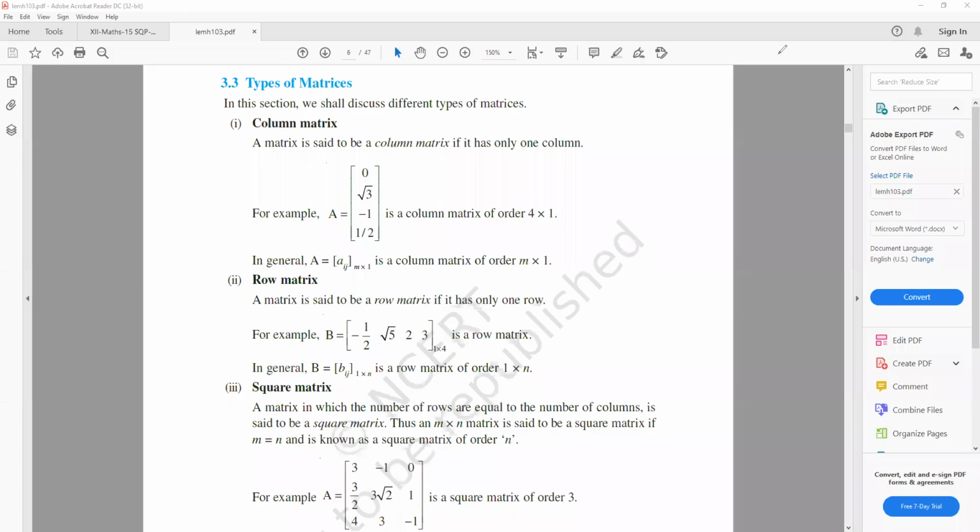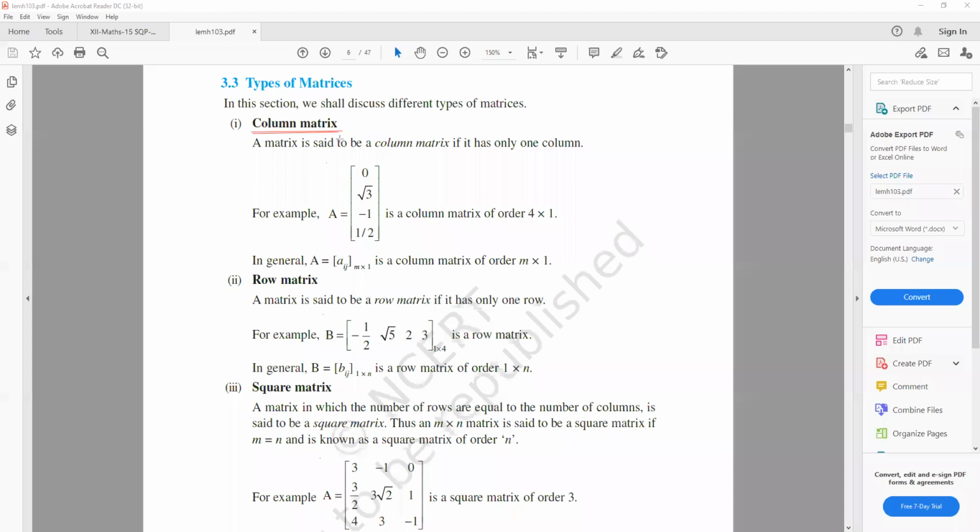Okay, so in the last class we were discussing different matrices. Today we are going to discuss some particular types of matrices. We know a matrix is a rectangular arrangement of numbers. Many types are there. So the first one is the column matrix.